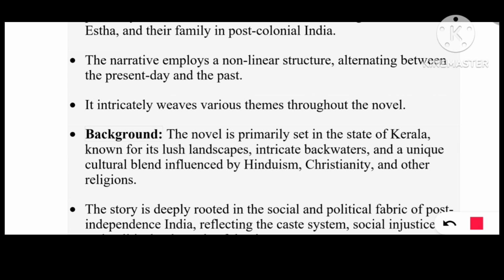Next, The God of Small Things is a multi-layered narrative that primarily revolves around the lives of twin siblings. The main characters are Rahel and Estha. They are twin siblings. Rahel is the brother and Estha is the sister. Now, the time frame of this novel is post-colonial India. When the novel was written, India was already under the colonial empire.